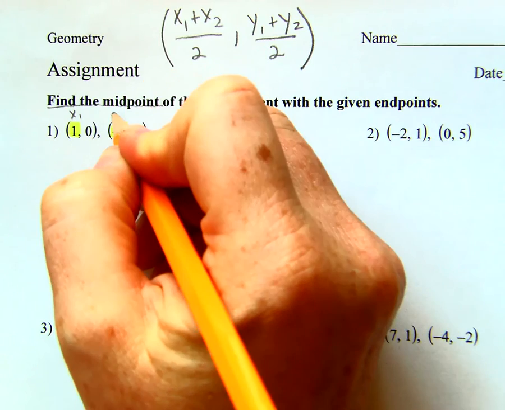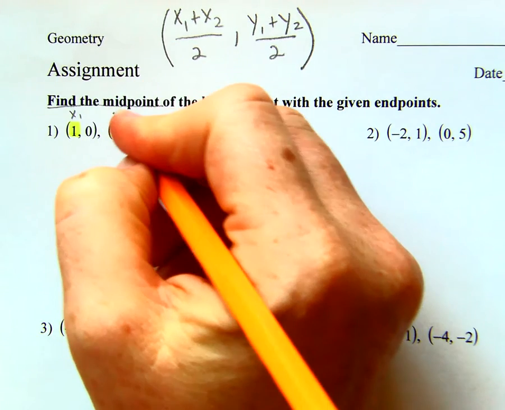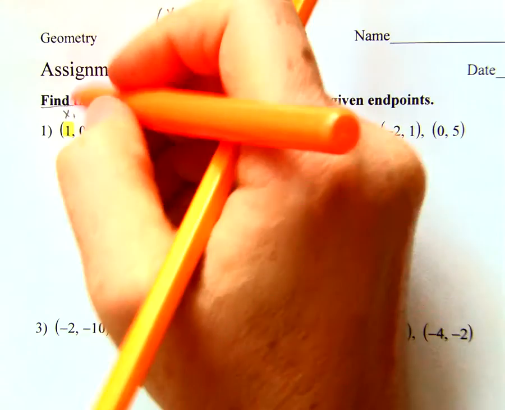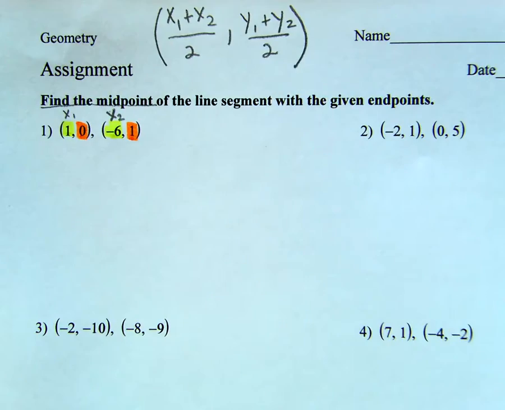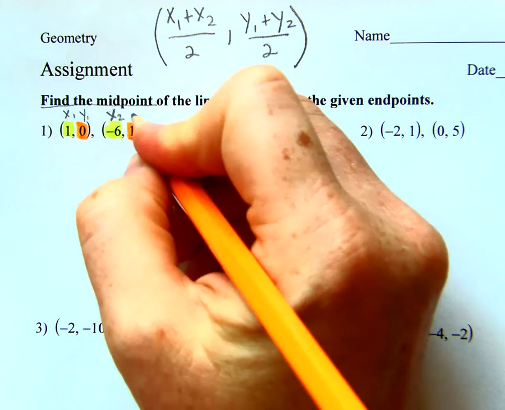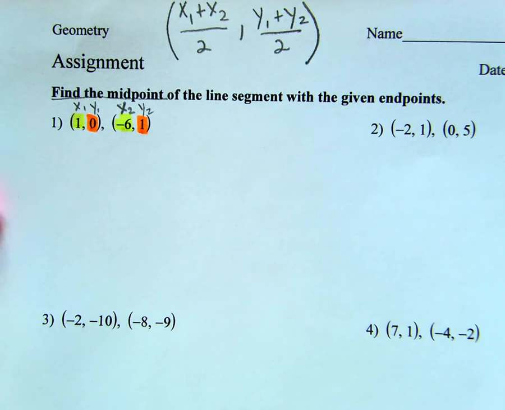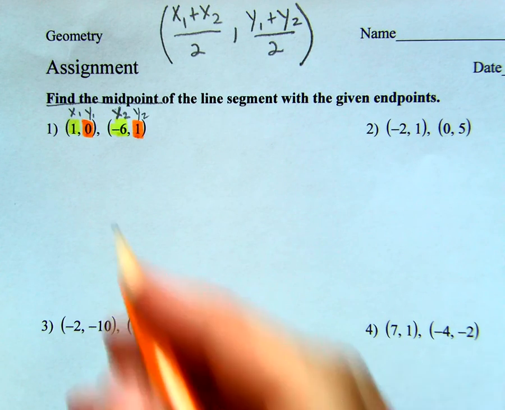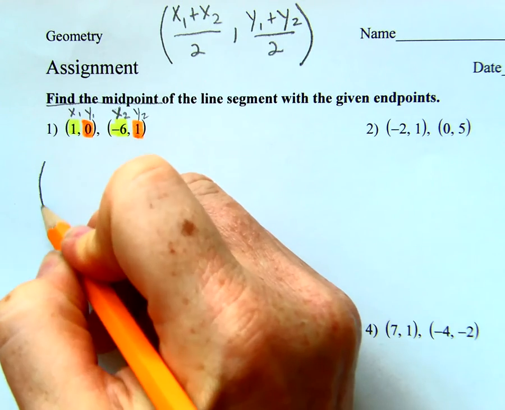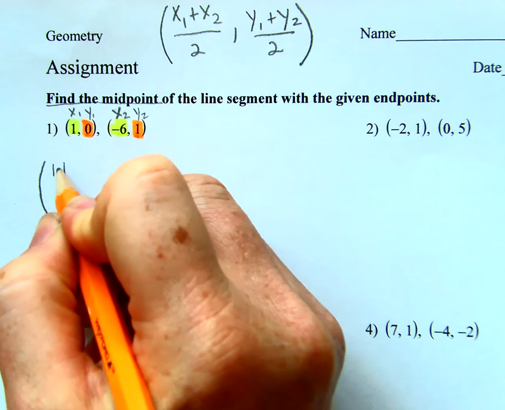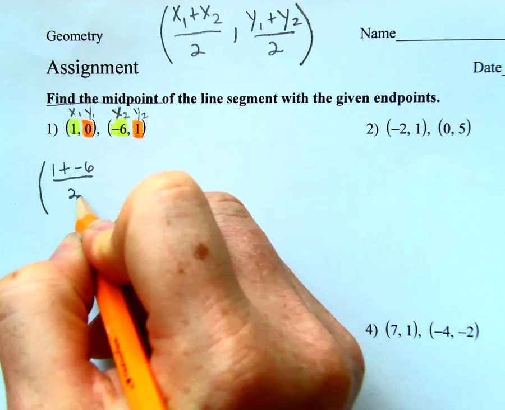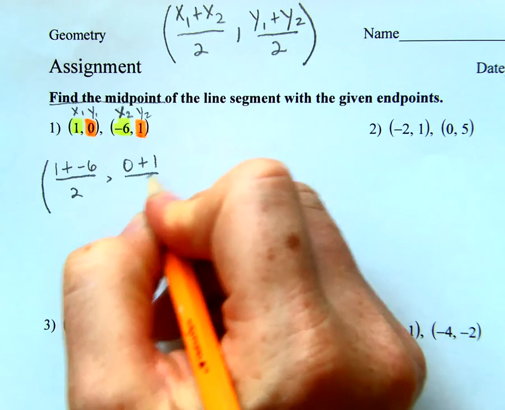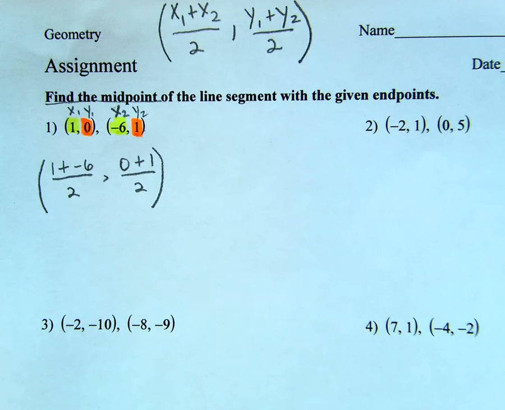So this would be x1 and this would be x2. And then you want to be able to also find the y values. So here's y. So here is y1 and here is y2. And so all we have to do is average these guys to find the midpoint. So if I add my x's and then divide by 2, and I add my y's and then divide by 2, that's going to give me my midpoint.